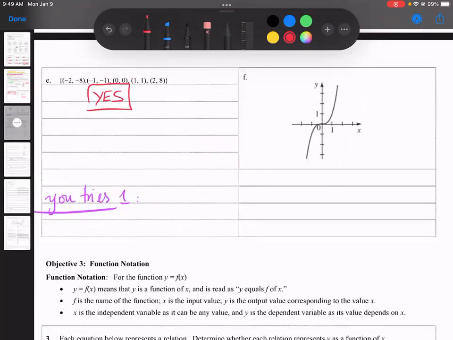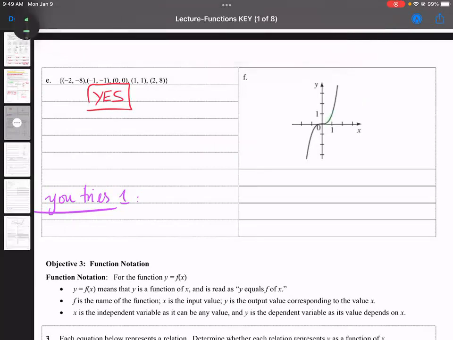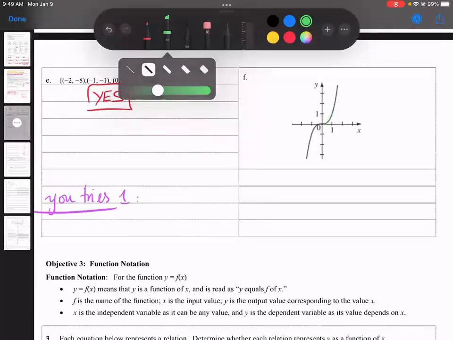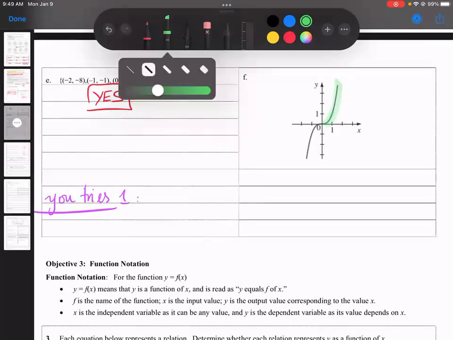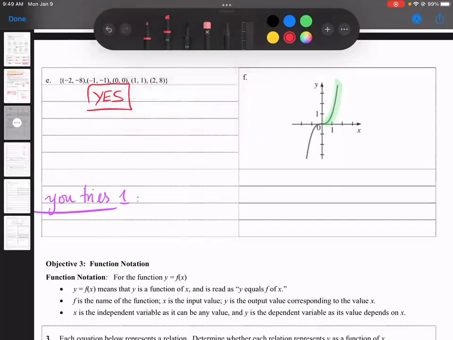F. Function, right? By the way, this part right here, you see, it's not a straight line. It's not like a vertical line. It's kind of slanted a little bit. So when you draw a vertical line test, it still only cuts the graph once.